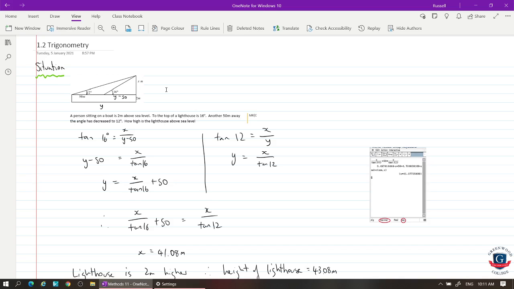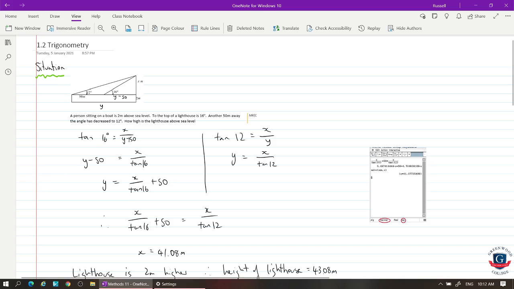So if we know that from here to here is 50, and we know this total length is y, this length from here to here will be y minus 50, because y minus 50 plus 50 would give us y. And we can create a trig ratio from that. So tan 16 is opposite over adjacent, which would be x on y take 50, which is this expression here. We're trying to find x, but in this case what we're going to do is make y the subject, and I'll show you why in a second.